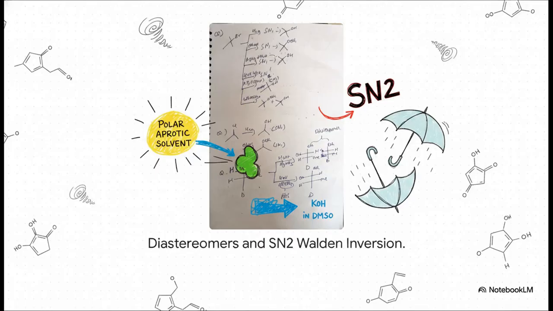If we trace the handwritten solution involving diastereomers, pay attention to a reaction using KOH in DMSO. Now remember, DMSO is a polar aprotic solvent, and as we just established, that strictly forces an SN2 mechanism. Because it's SN2, the nucleophile has absolutely no choice but to perform a backside attack. The result? A complete Walden inversion. The molecule's 3D configuration is flipped completely inside out. It's exactly like an umbrella being blown backward in a massive gust of wind.